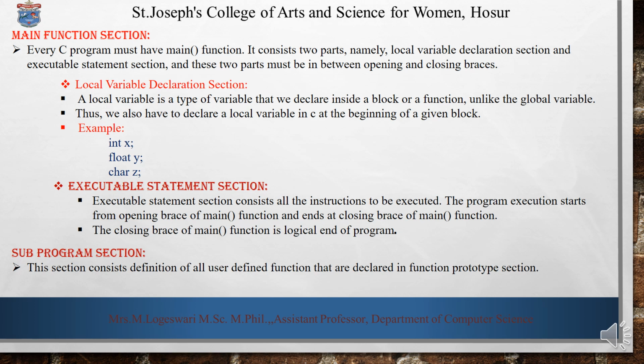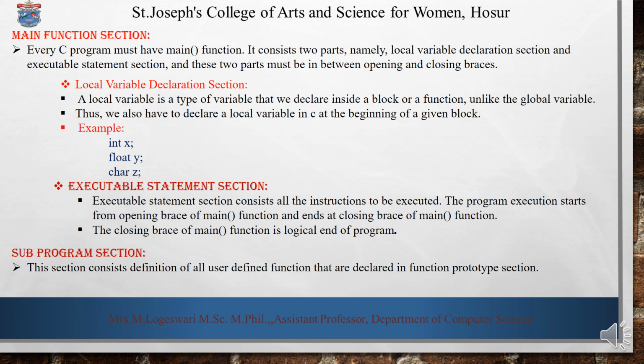So next one, executable statement. The executable statement section consists of all the instructions to be executed. All executable programs start with the opening brace of the main function and end with the closing brace of the main function.